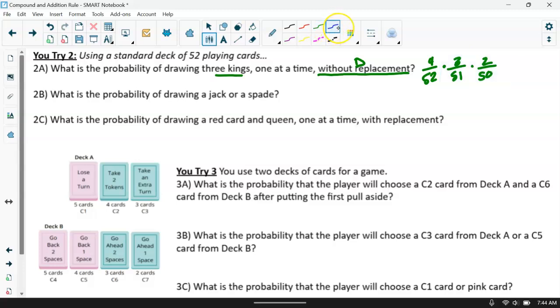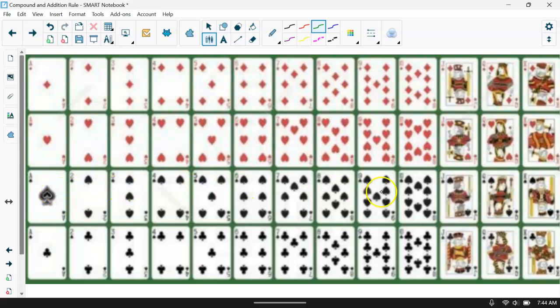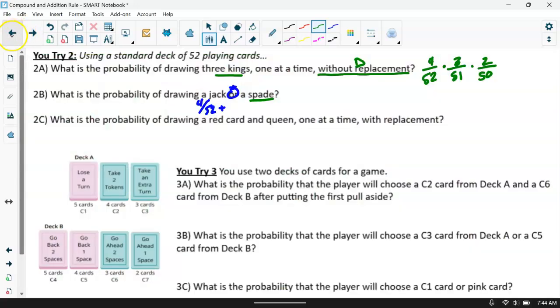Now, what is the probability of getting a jack or a spade? So now here's our addition rule, right? So what's the probability of getting a jack? Well, again, that is 4 out of the 52. Then what is the probability of getting a spade? So a spade is one of your suits right here, which is the 13. So 13 out of 52.